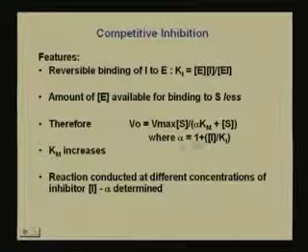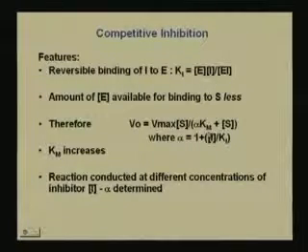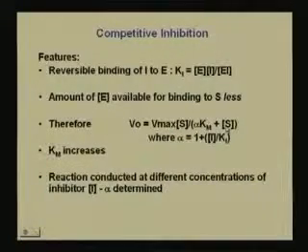So how do I have to determine alpha? All I have to do is do the reaction. How did we do the original Michaelis-Menten? We just conducted a reaction at different substrate concentrations. Now I have to conduct my experiment at different inhibitor concentrations.